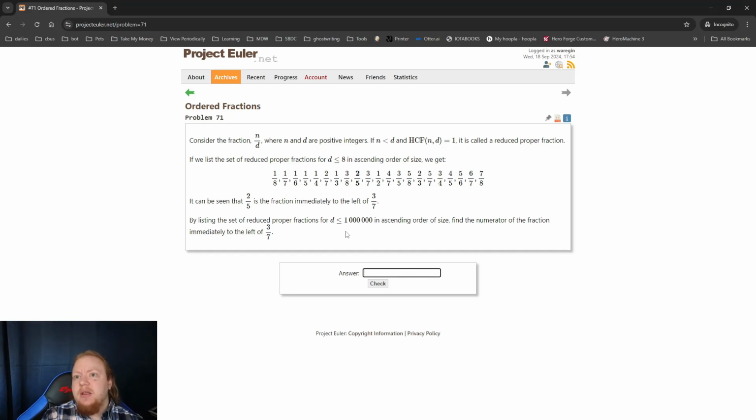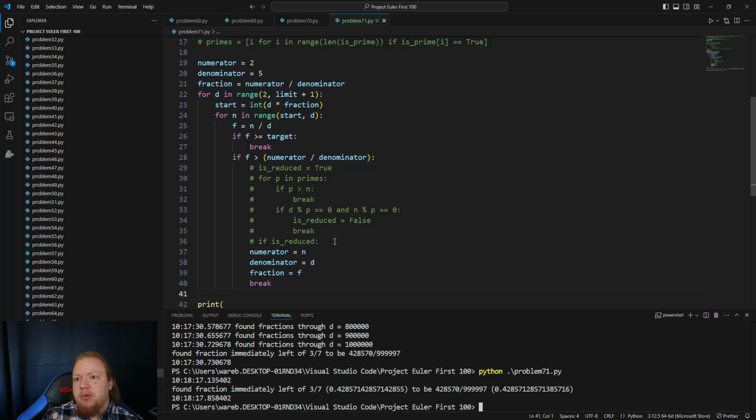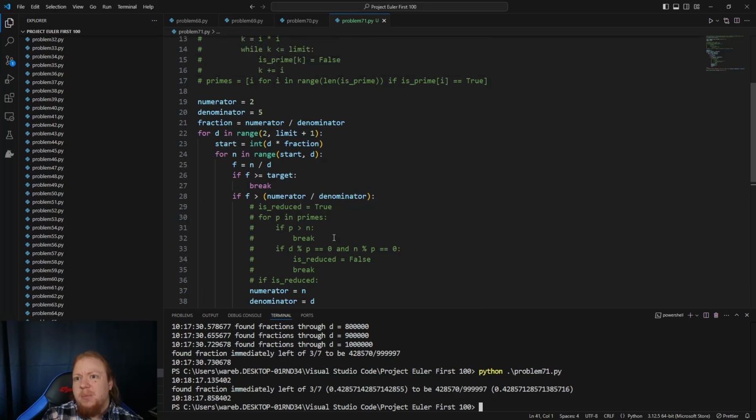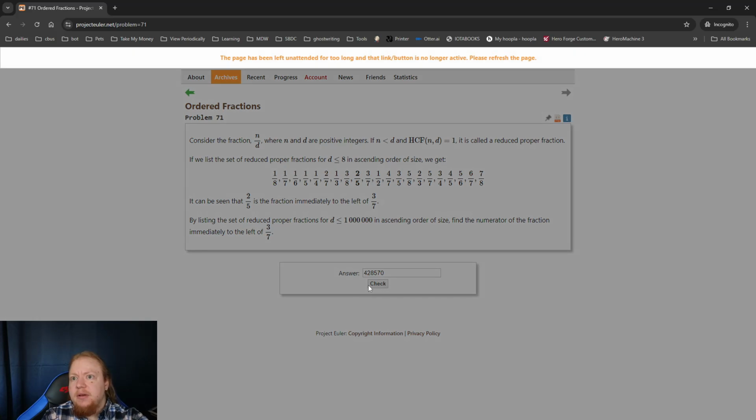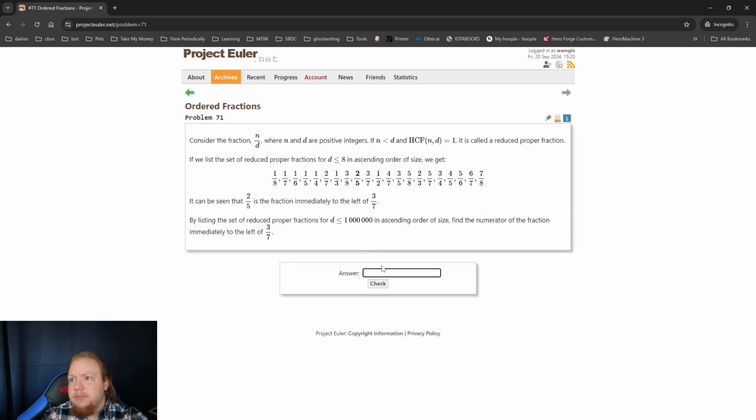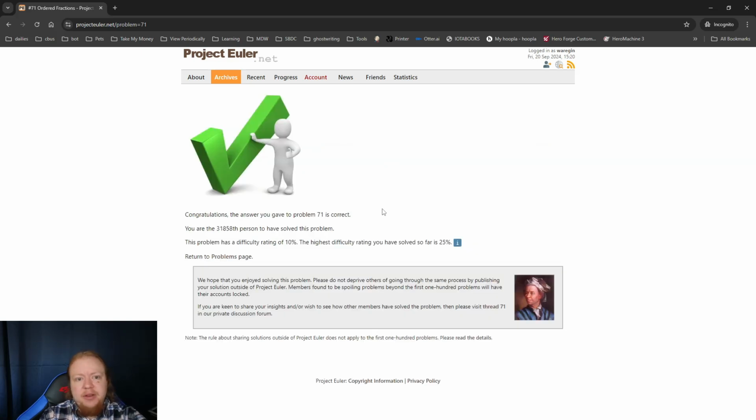The only thing that we're not checking is whether it is a properly reduced fraction. But as I already explained, I don't think that will be necessary because I think the first one that comes up is going to be properly reduced. So let's find out if I'm correct. Oh. Well. Sometimes I should refresh the page before I start recording, right? And that is the correct answer.